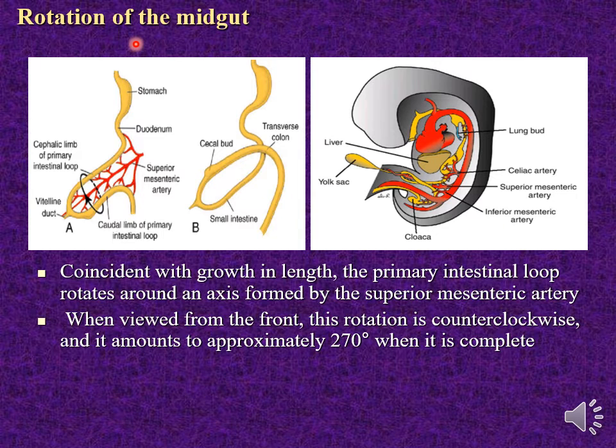This results in a phenomenon known as the rotation of the midgut. Coincident with the growth in length, the primary intestinal loop rotates around an axis. This axis is formed by the superior mesenteric artery. When viewed from the front, this rotation is counterclockwise, and it amounts to approximately 270 degrees when complete. You can see this is the superior mesenteric artery. It represents the axis around which these loops will rotate.